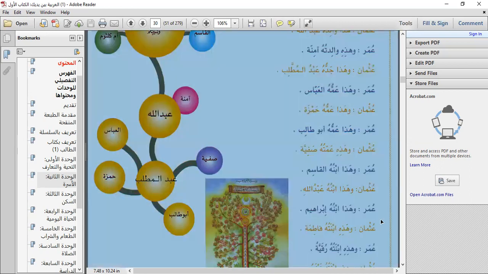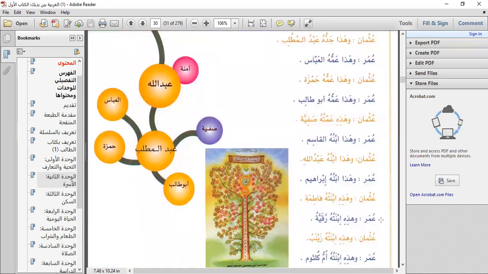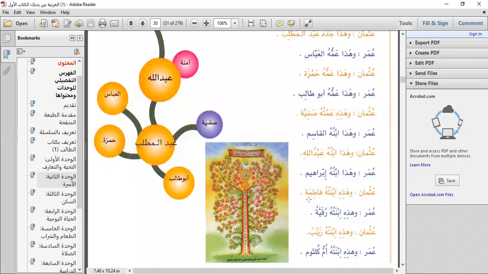And next is wa hadhihi ibnatuhu Fatima. Again, ta marbuta is used here. Bint is the base. Bint means daughter. Whose? His daughter, Fatima. Bintuhu, his daughter. Wa hadhihi bintuhu, his daughter Ruqayya. Fatima, Ruqayya. Wa hadhihi, you remember hadhihi is used for female. Bintuhu, his daughter, Zainab.